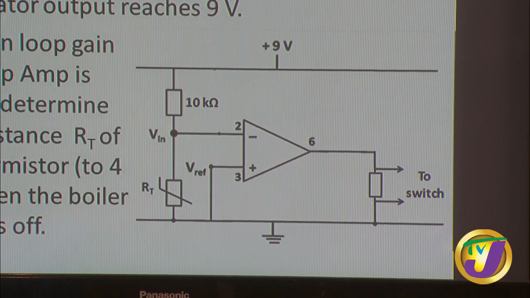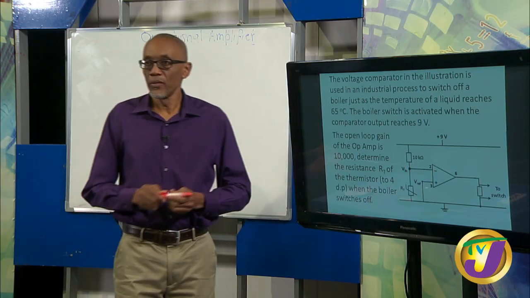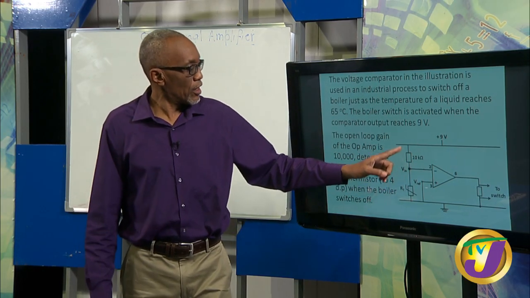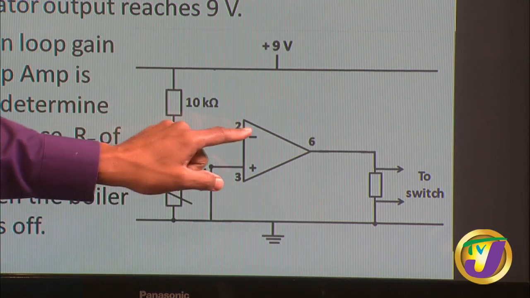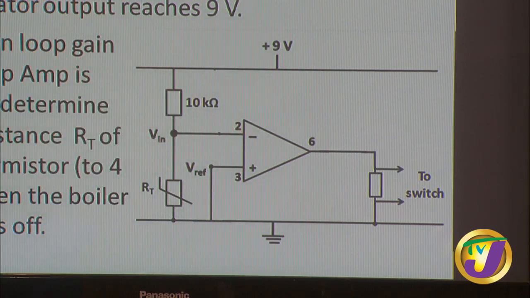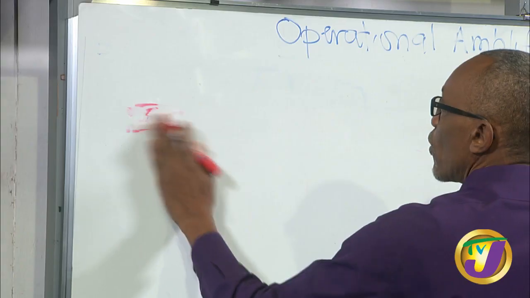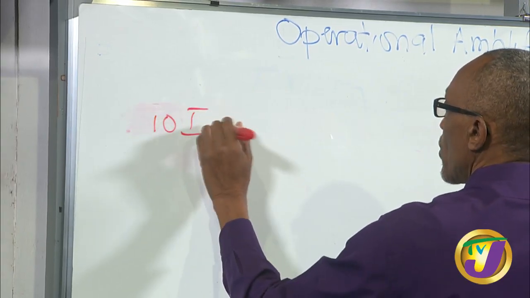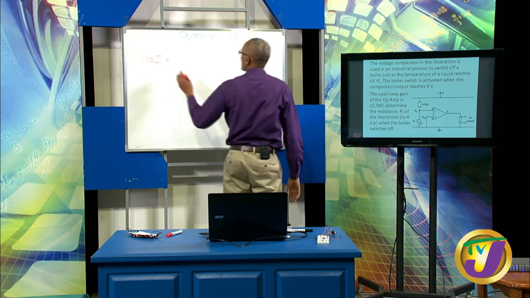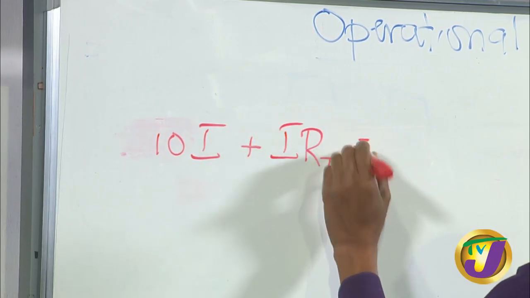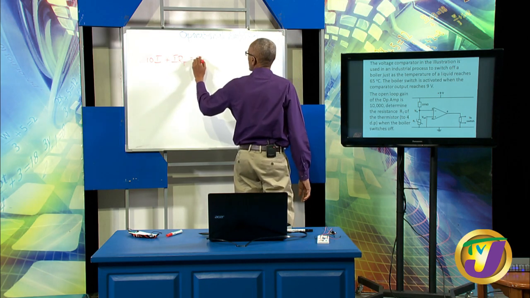So let's look here again. Remember, as in the first case, when the current is coming, the current will flow and none will flow into the input here. So all the current will flow across here. We can use the same reference. We can say that if the current through both of these is I, then I times the 10 kilo ohms, so it's 10I, plus I times RT would be equal to 9 volts.